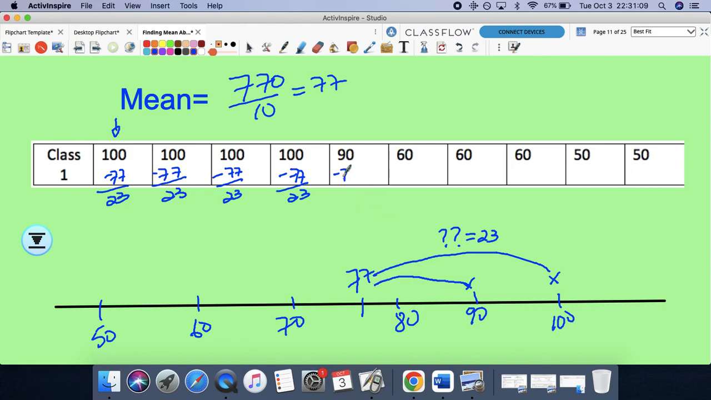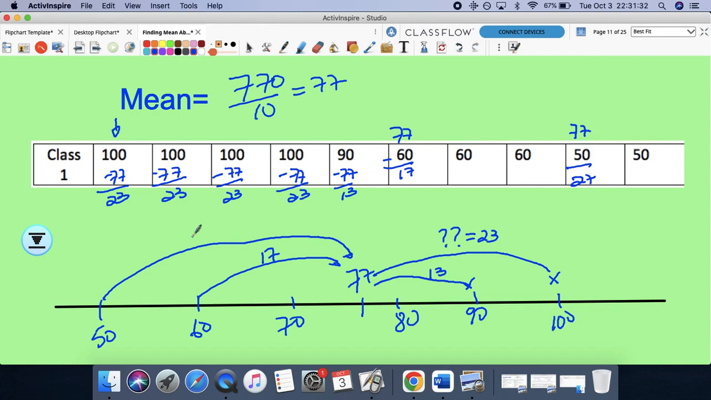What about 90? How many steps does he have to go to 77? If you do 90 minus 77, you get 13. How about 60 to 77? We'll put 77 on top, so it's going to be 17. So this is 17. This is 13. And then 50 to 77. We do 77 minus 50, we get 27. So let me do the rest, because we have to do all of them.